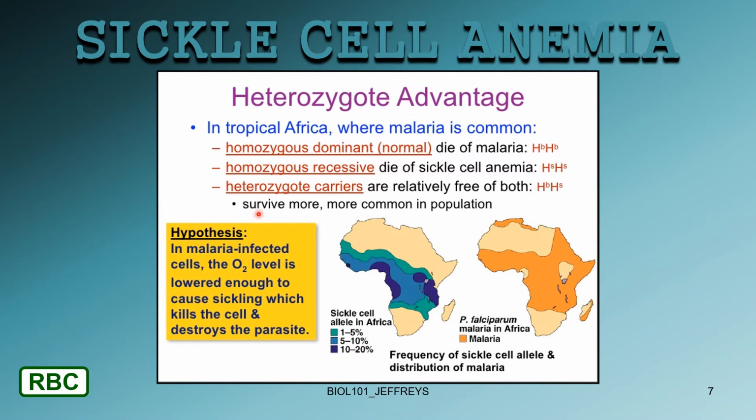And so the hypothesis there is that in malaria-affected cells, the oxygen level is lowered enough to cause sickling, which kills the cell and destroys the parasite. So if you end up with the trait for sickle cells, that's the sickle-shaped red blood cells, then that protects you from malaria. Interesting that an otherwise problematic thing, sickle cell trait, can be a good thing in this situation.